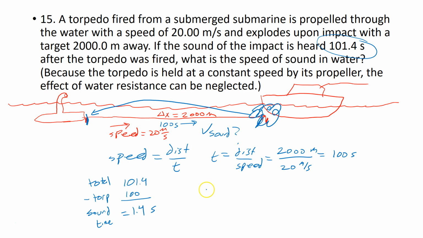Cool, so now we can find out the speed of sound, because the speed of sound in water is equal to the distance it traveled divided by the time that it took. The distance was 2,000 meters, and we know it took 1.4 seconds to go from the explosion back to the submarine. If I divide those two, I end up with 1,429 meters per second. And that is the end of the problems.